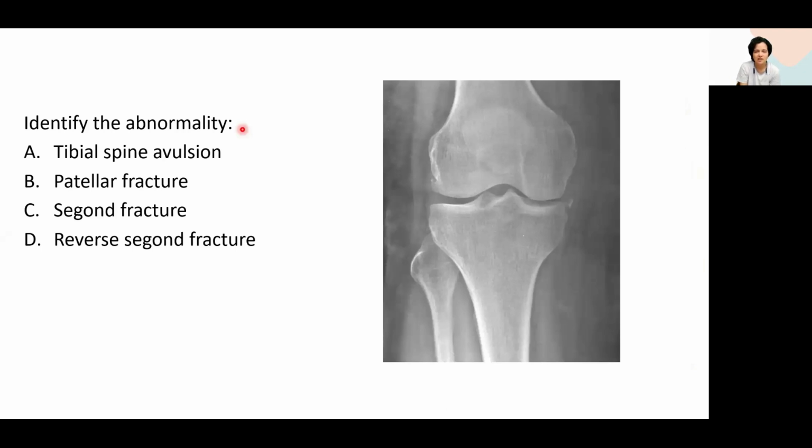Identify the abnormality: whether there is tibial spine avulsion, whether there is patellar fracture, whether there is a Segond fracture, or whether there is a reverse Segond fracture. So what do you see in this case? So in this case, we see a reverse Segond fracture. You can see there is a fracture fragment adjacent to the medial tibial plateau, which is a reverse Segond fracture. Segond fracture is seen on the lateral side, whereas reverse Segond fracture is seen on the medial side, and it is associated with posterior cruciate ligament injury.